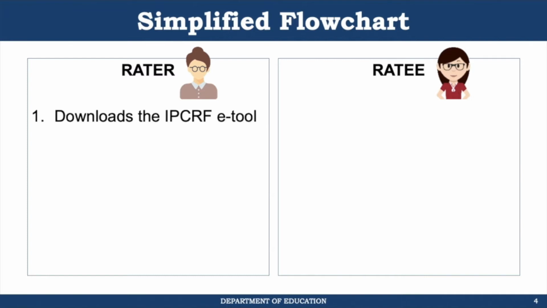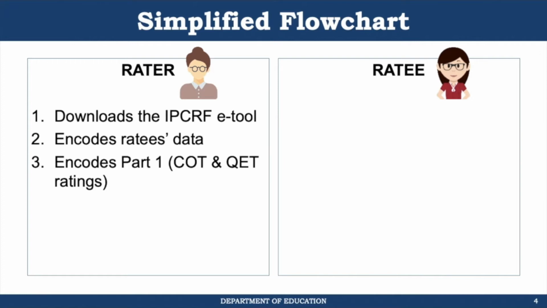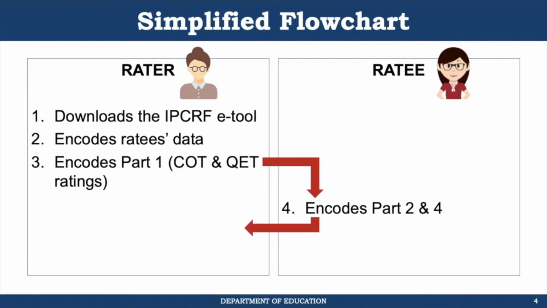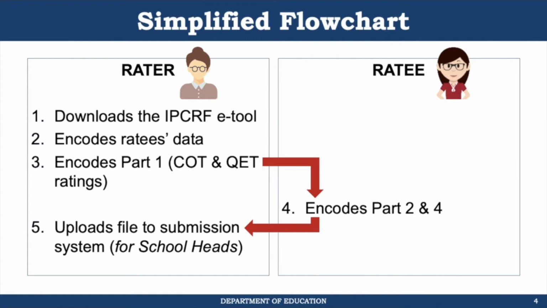First, the rater downloads the IPCRF electronic tool, encodes the ratee's data, then encodes the COT and QET ratings. At this point, the rater hands the electronic tool to the ratee, who encodes parts 2 and 4, then gives the file back to the rater or to the school head for submission online. We've identified 5 major steps, each involving several activities. We'll discuss each step in the process, except for the submission, which will be discussed in a different session.